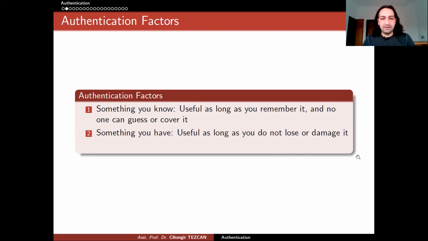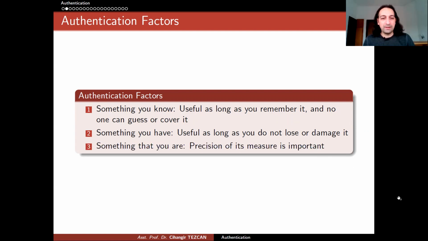And the second thing is something you have, useful as long as you do not lose or damage it. This is very important because a lot of people bought this kind of devices. You pay like $50 or something, but then all of these devices also ask you to enter a PIN or a password, and then you forget your password. So you just waste your money and resources on such a USB device that you can no longer use. So this is really important.